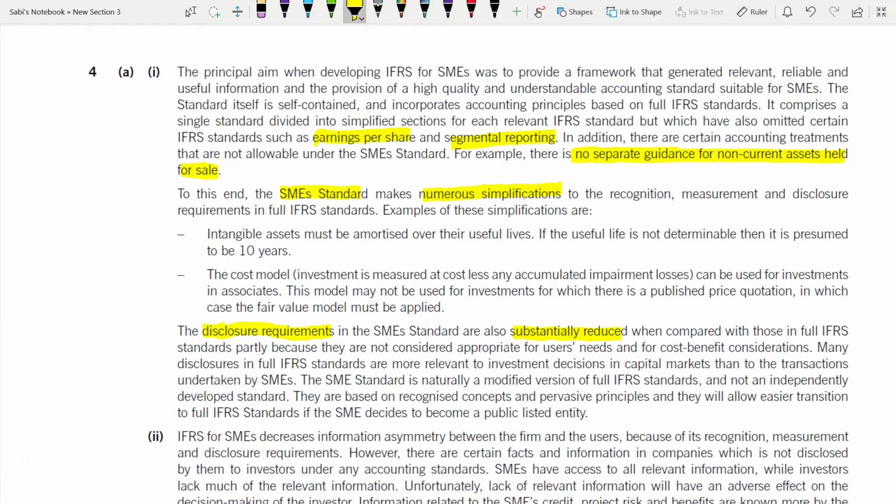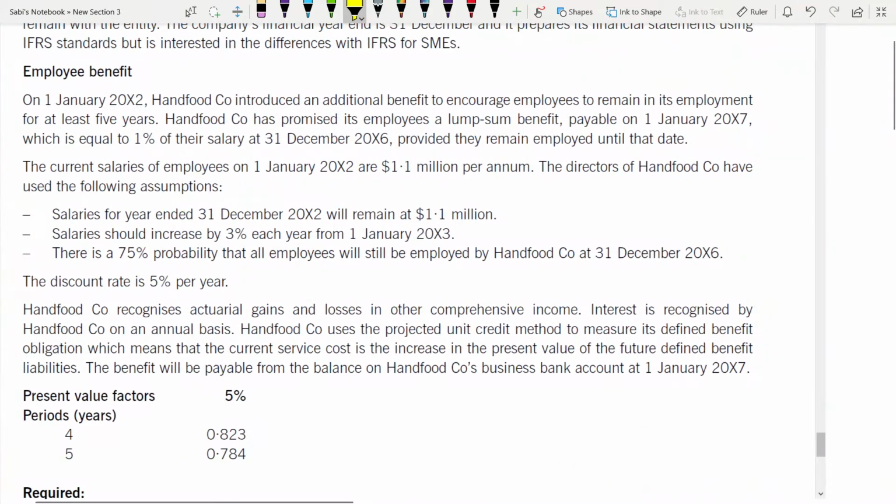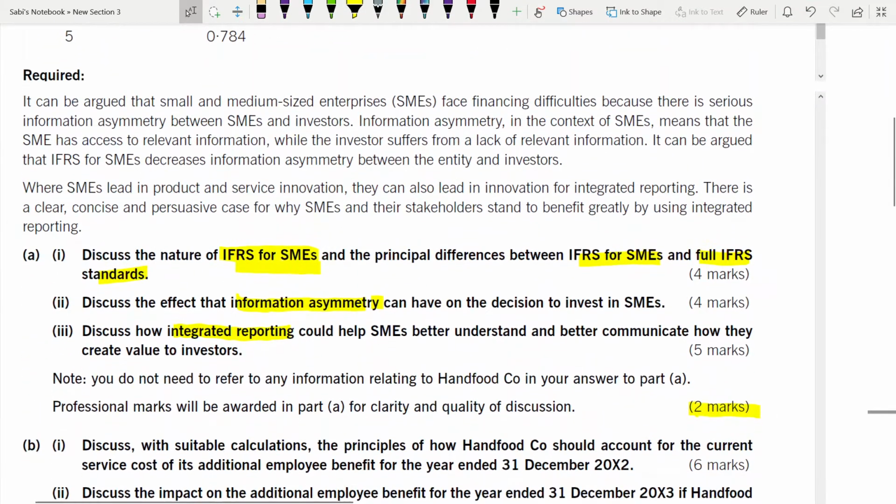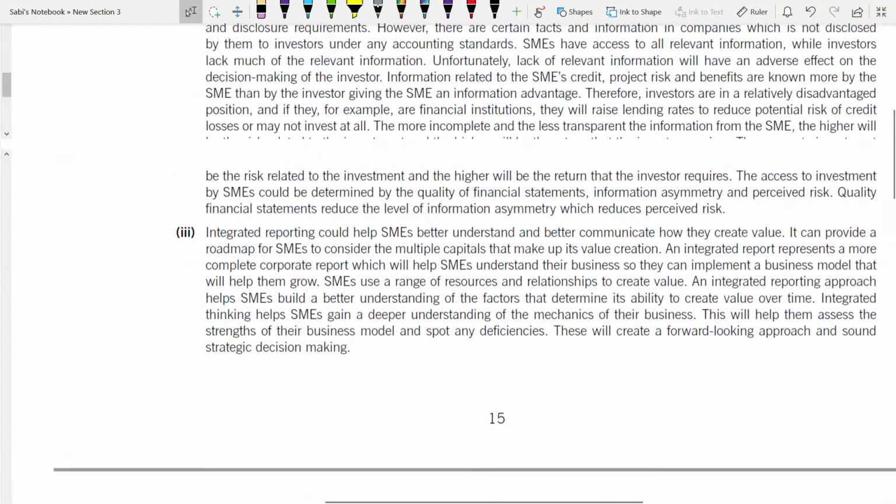Coming to the next, information asymmetry. If you have forgotten what the requirement asks, please read. How information asymmetry can have an effect on the decision to invest in SMEs. Again 4 marks. So I suggest 4 points.